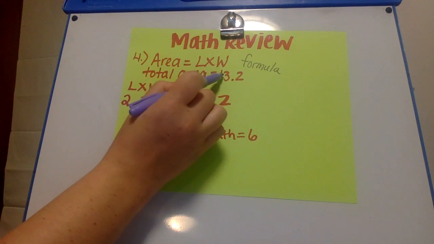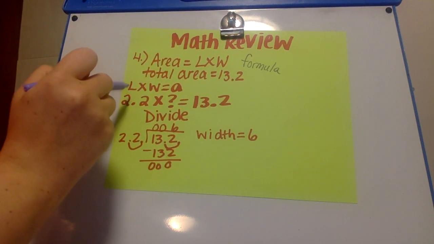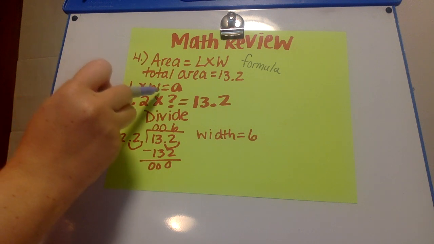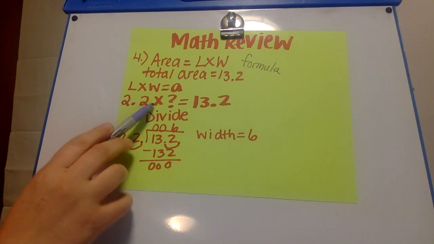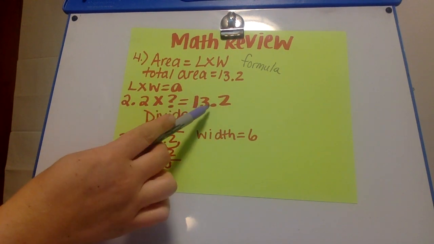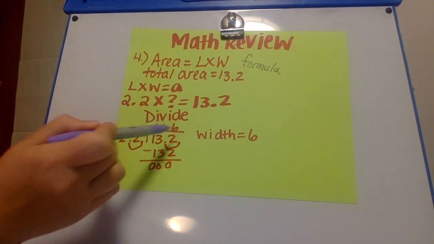Total area equals 13 and 2/10. So I can write an equation. Length times width equals area. 2 and 2/10 times what equals 13 and 2/10. So a strategy I use is I divided.